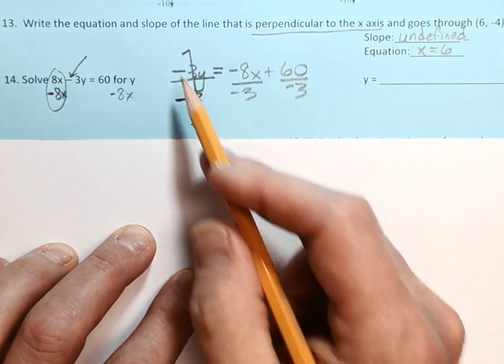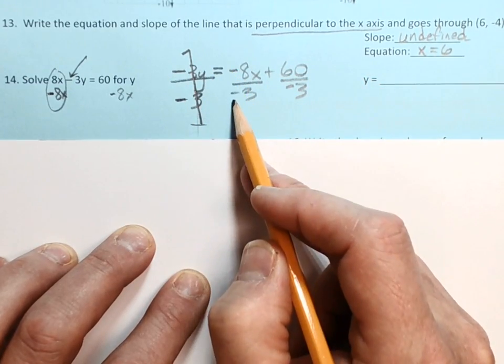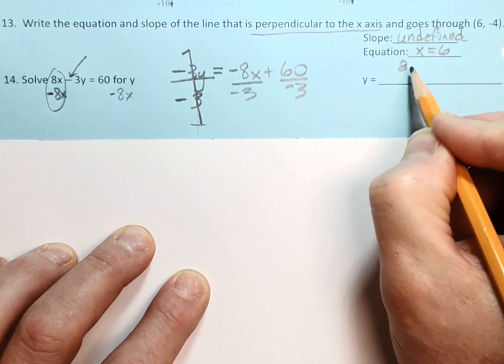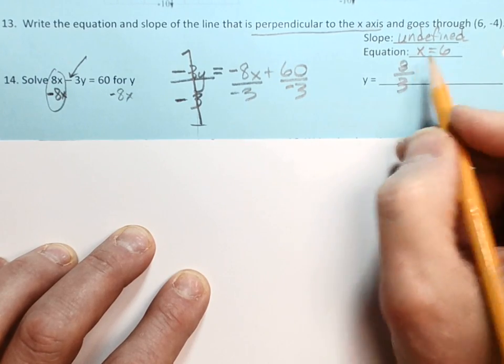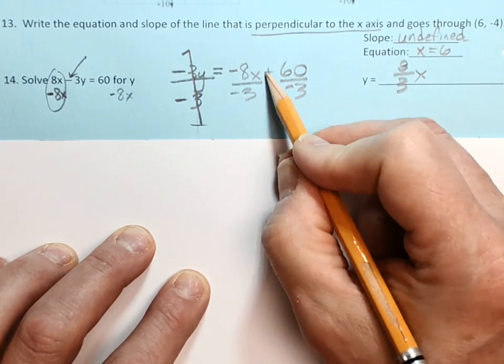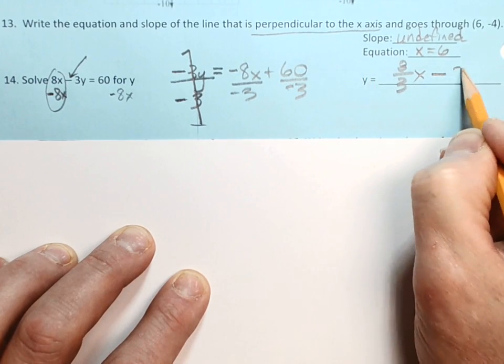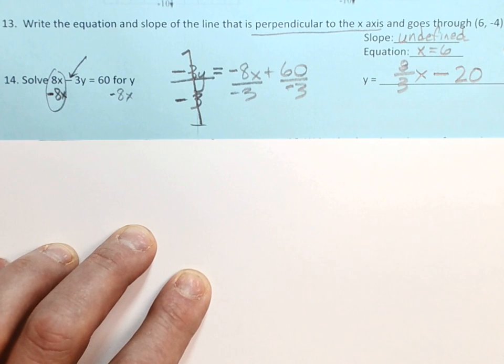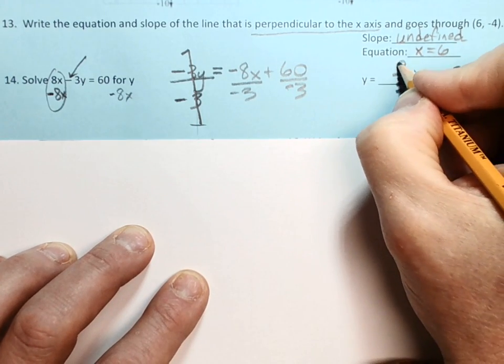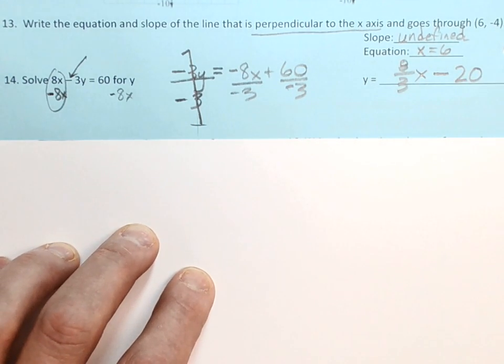Okay, and so there's my 1. So a negative divided by a negative is a positive. 8/3 is already reduced, so I keep 8/3 in front of the x. A positive divided by a negative is a negative. 60 divided by 3 is 20. So -8/3 x minus 20.